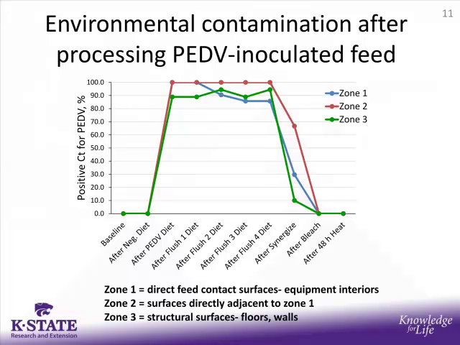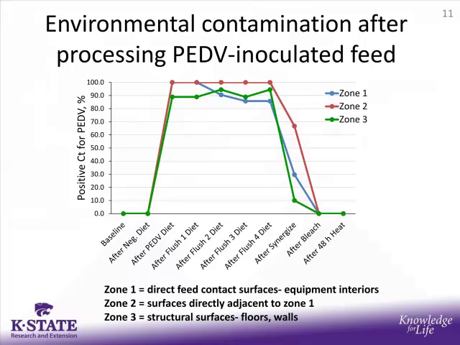Along the horizontal axis are our environmental swabs at the baseline that we used to confirm that the environment was PED negative. Then we have the swabs after the negative control diet was made, no PED, after the PED diet, and then the 4 sequential flush diets, then the environmental swabs after the first chemical cleaning with Synergize, and then bleach, and then after the 48-hour heat-up process.